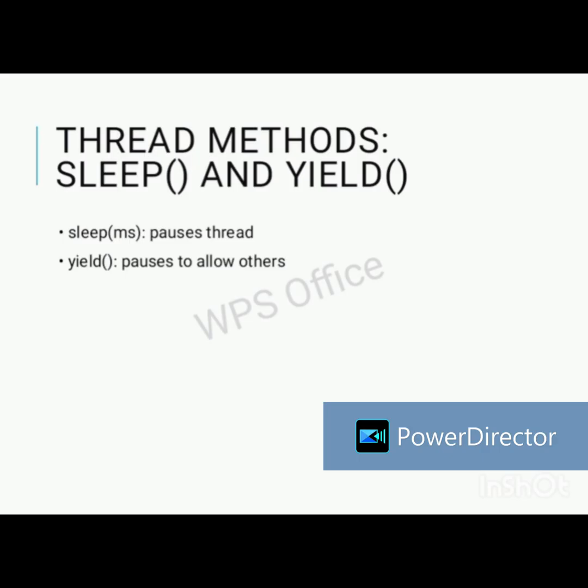Next, let's discuss yield. This method is a hint to the thread scheduler that the current thread is willing to yield its current use of the CPU to allow other threads of equal priority a chance to run. However, it's only a suggestion. There is no guarantee it will actually cause the thread to pause. The yield method is rarely used in production, but it's useful for testing or specific scheduling requirements. Unlike sleep, yield does not pause for a specific time, it simply suggests a momentary pause. Both these methods help manage execution flow in multi-threaded programs, especially when coordinating tasks or balancing performance.